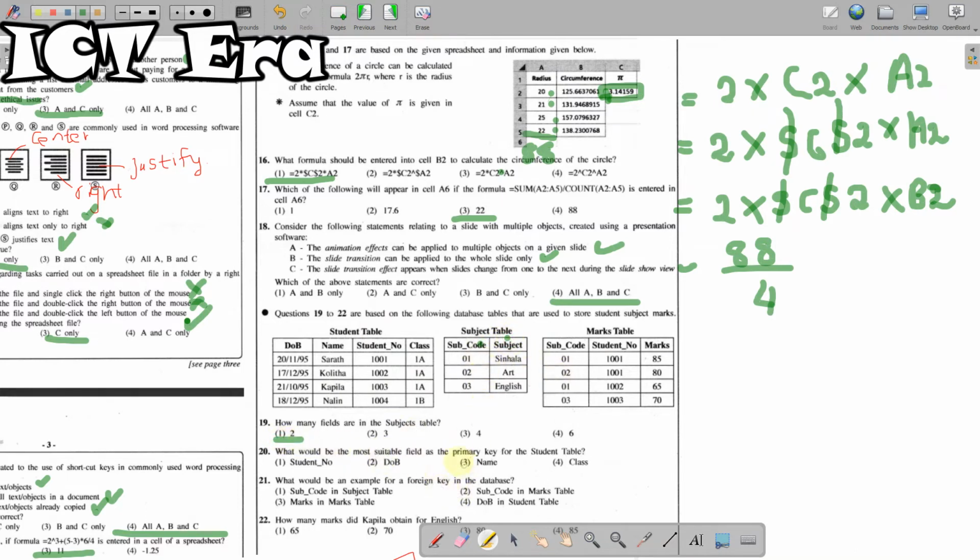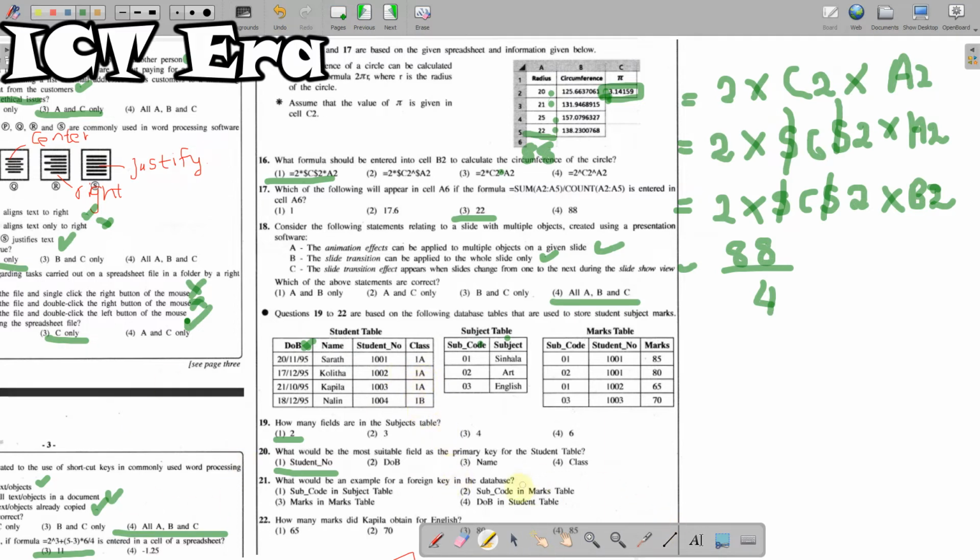Question 21. What should be the most suitable field as a primary key for the student table? Let's see. Date of birth cannot be taken because there can be more than one child born on the same day. Name? No, we can't, because there can be 2 Sarats, or more than 2 Kolitas. So we cannot take that. But student number we can take. Class also we cannot take. You can see Sarat, Kolita, Kapila are all studying in class 1A.